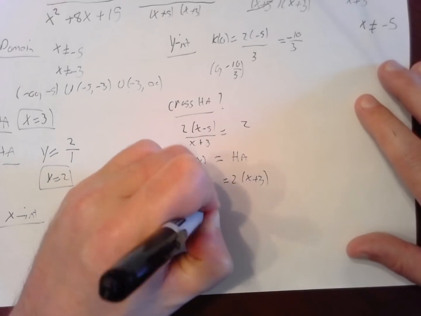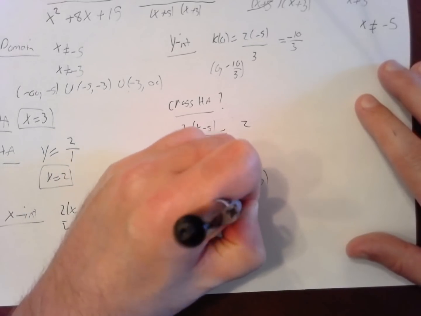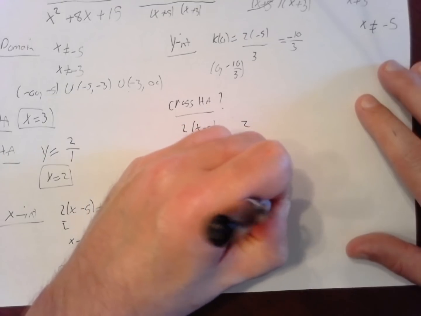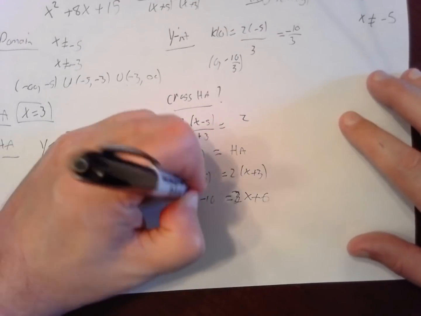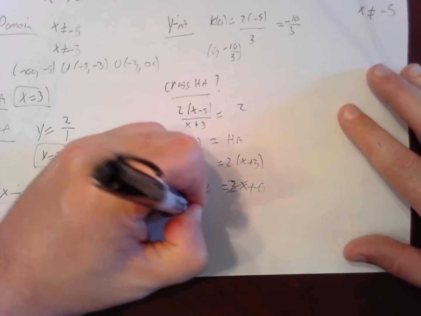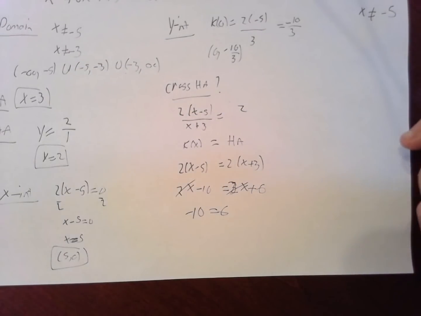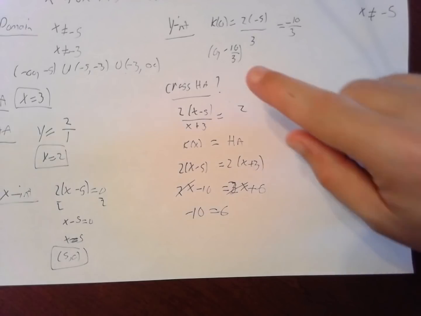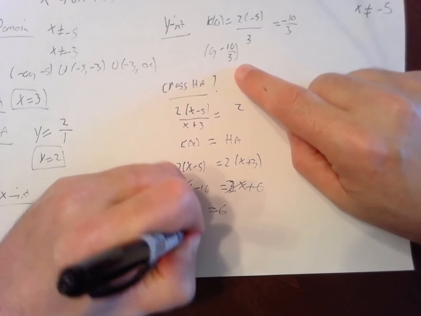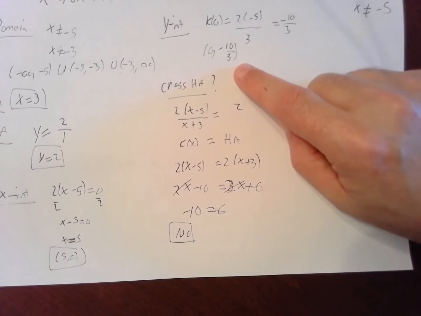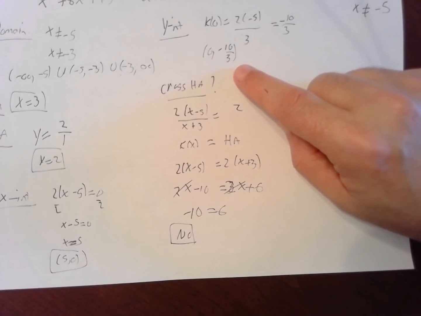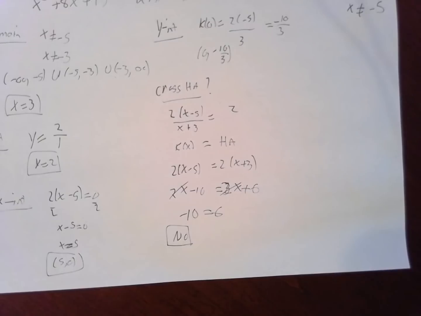Distribute. 2x minus 10 equals 2x plus 6. Hey, those 2x's cancel. I get -10 equals 6. No, it doesn't. -10 does not equal 6. What does that mean? It means the answer then is no. We do not cross. That's all I needed. I can now graph. Almost.